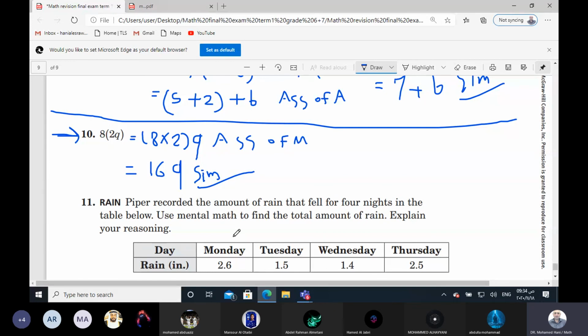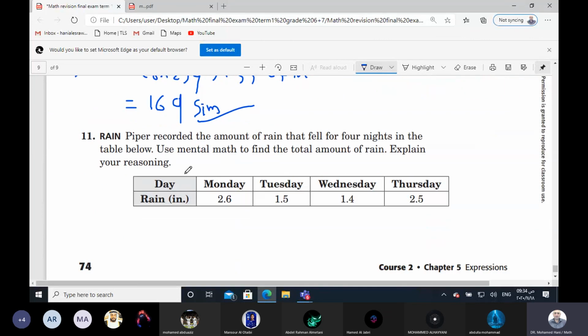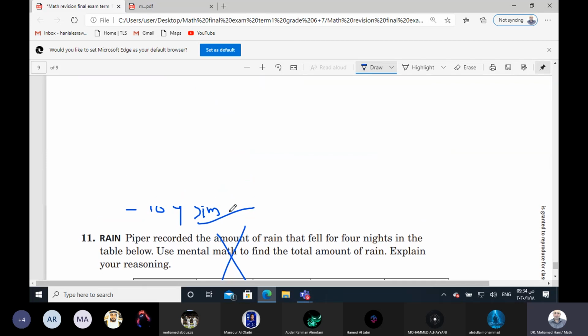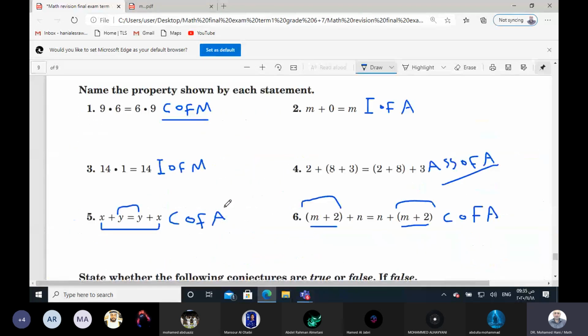Who has any question here? Okay, no need for the last question. This is the important revision for the final exam.